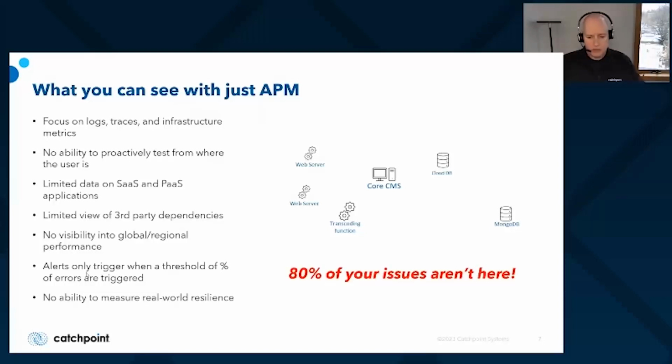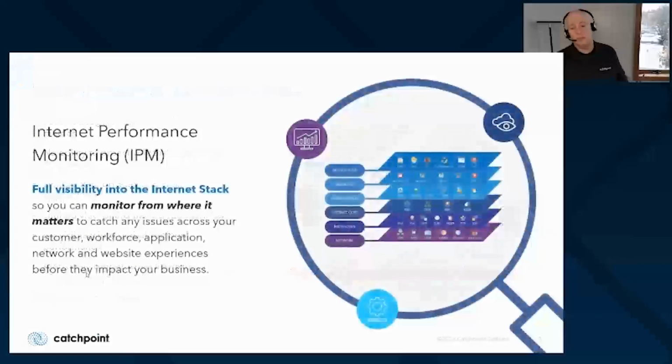80% of your issues are not happening in an area that is visible with APM. It's just that simple. And that's not a hard number for sure, but most of your issues aren't happening here where you're visualizing it. You need some form of internet performance monitoring.